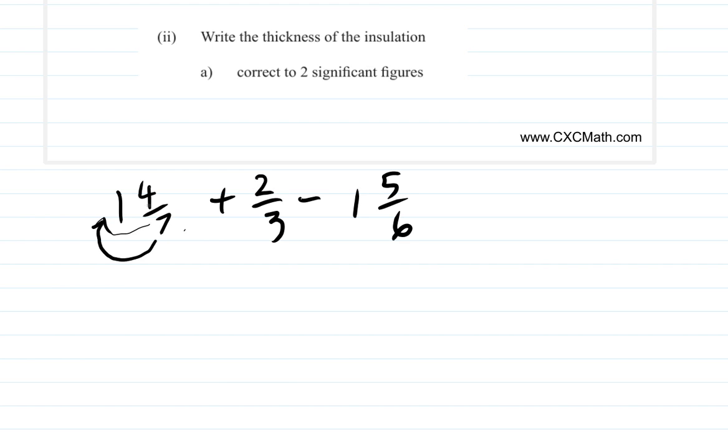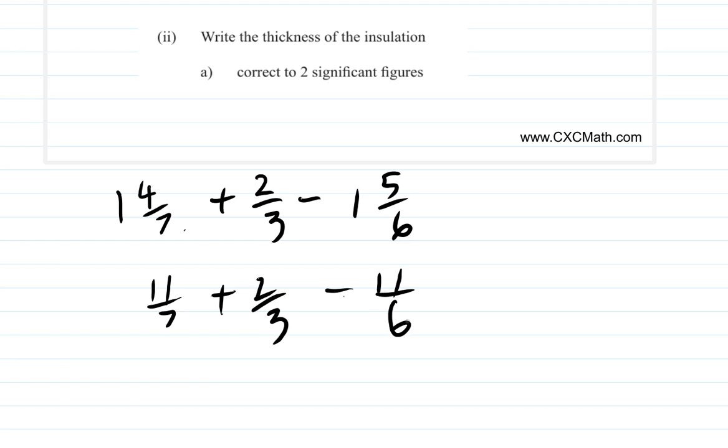7 times 1 is 7. 7 plus 4 is going to be what? 11. So this becomes 11/7 plus 2/3 minus, 6 times 1 is 6, 6 plus 5 is 11, 11/6. Alright?